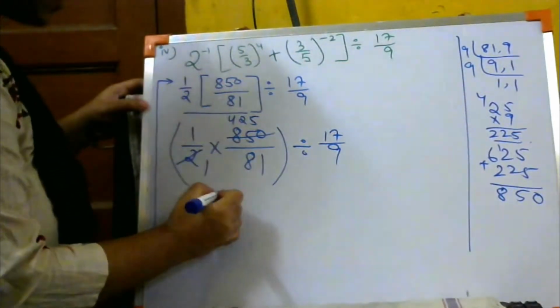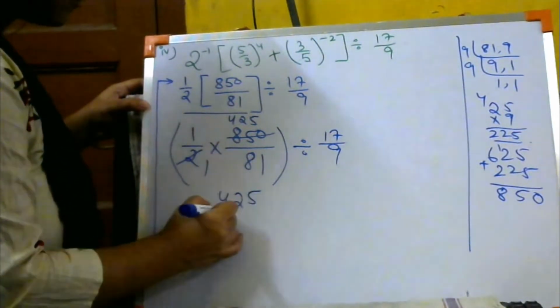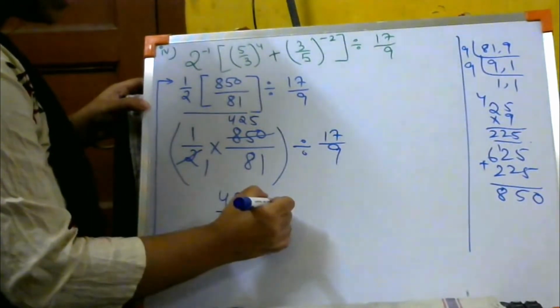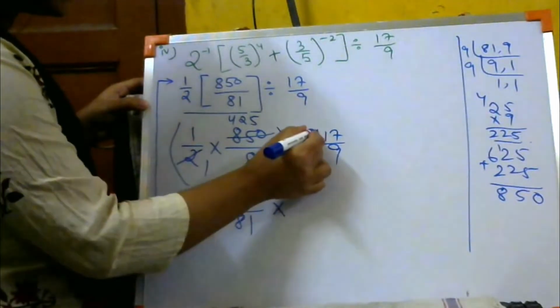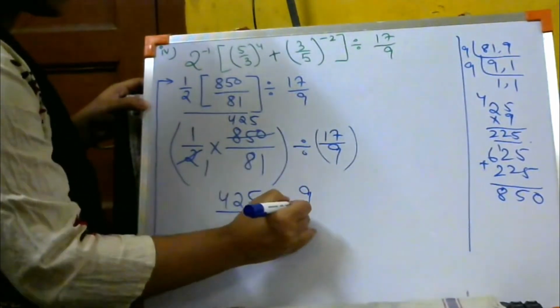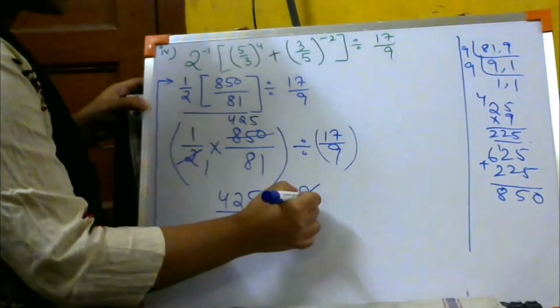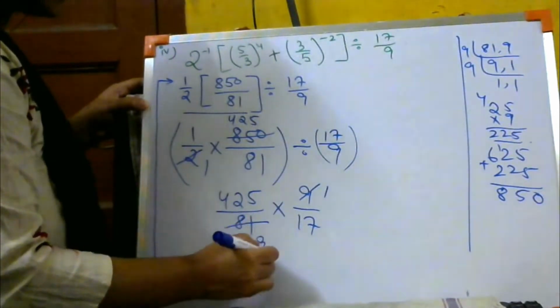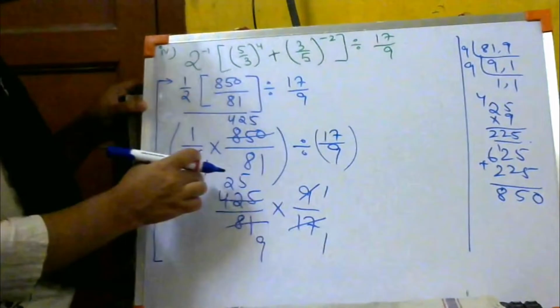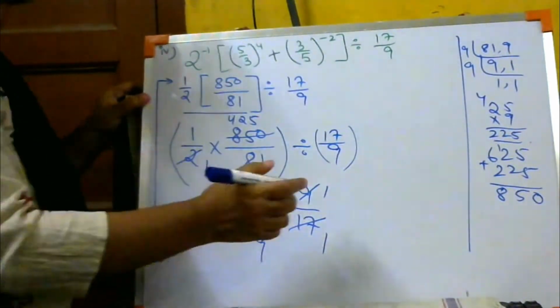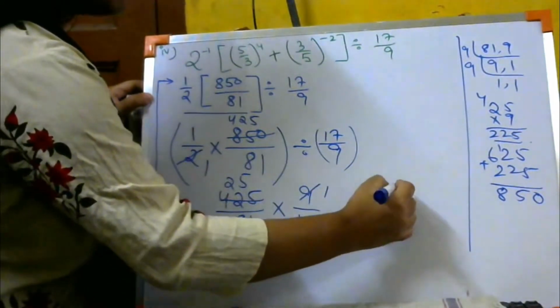So now let us open this bracket. 425 by 81. Now this is going to be multiplication sign. Division को हम लोग multiplication में change कर रहे हैं, तो फिर ये चीज उल्टा हो जाएगा, reverse हो जाएगा. 9 by 17. So it's 1s are. This is 9s are. This is 1s are, and this is 25s are. That is why I was using 17's table, because it is easier for you to calculate. So it is going to come 25 by 9.